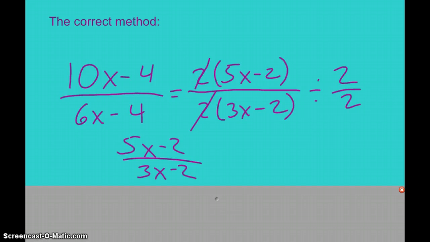That is our simplified answer. That is as simple as we can get. So make sure you're getting in the habit of not trying to divide out or cancel out over a plus or a minus. You need to be able to factor it out or divide it out of both the top and bottom. Let's look at another example.